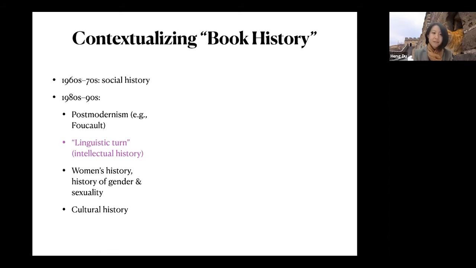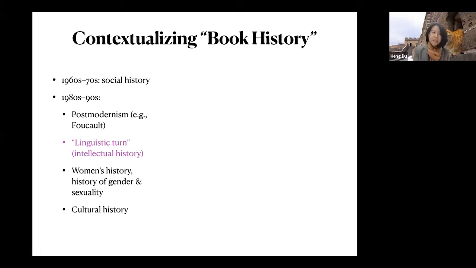So that's associated with what we think of as postmodernism or post-structuralism, as well as this other closely imbricated concept, the linguistic turn. And then we also see the broadening of the scope of historical research, right? This is when women's history and the history of gender and sexuality became important, as well as the study of non-elite culture, constituting a very important part of cultural history.